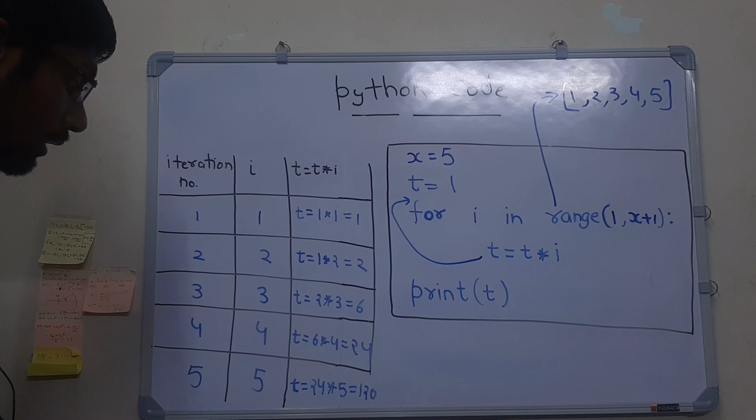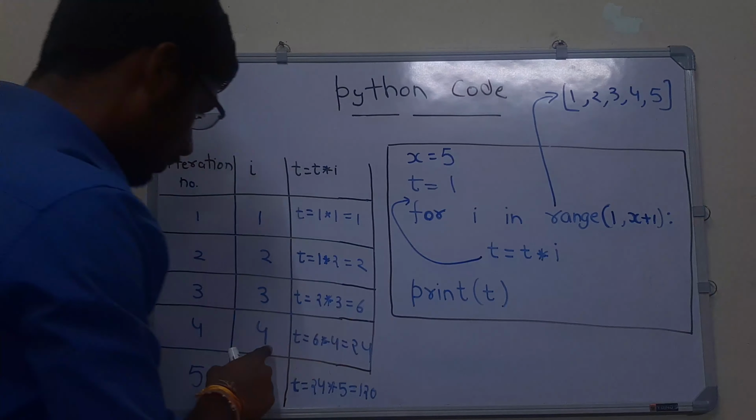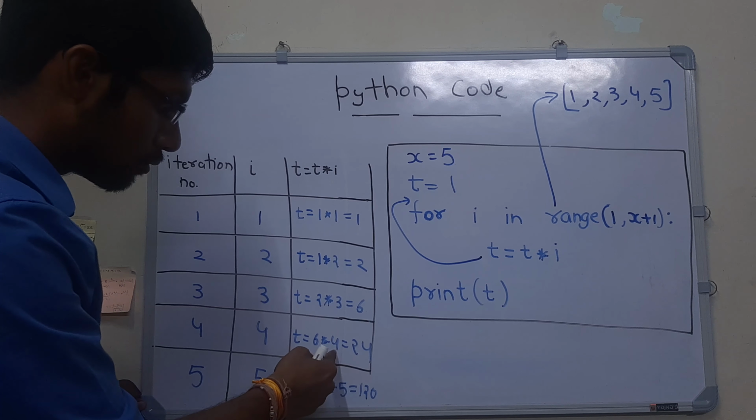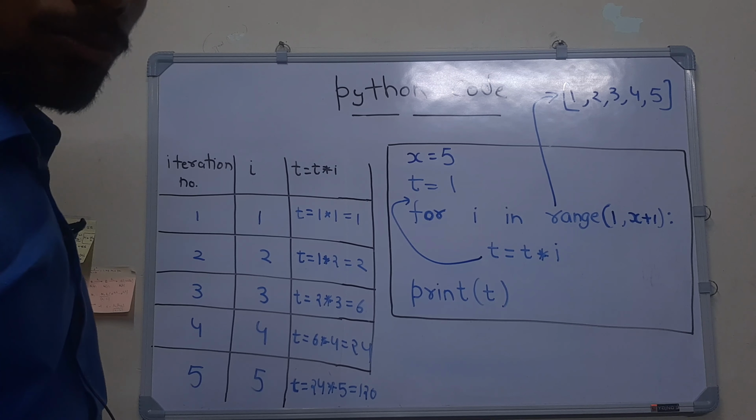Now coming to the fourth iteration, I will take value 4 from this array, and my t value, as you can see, is 6. So 6 into 4 is 24. Now the t value will be modified to 24.